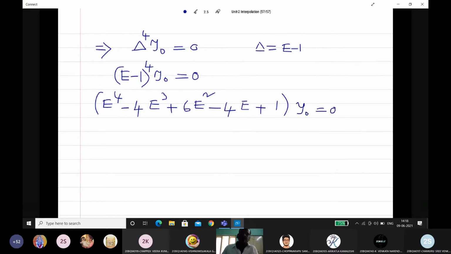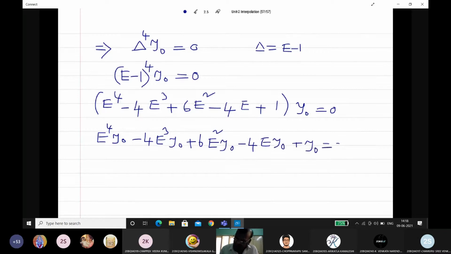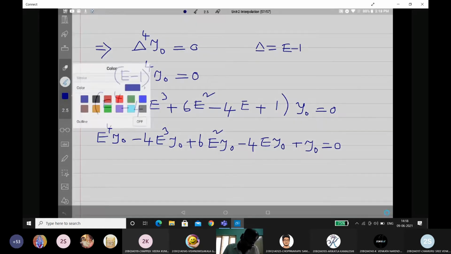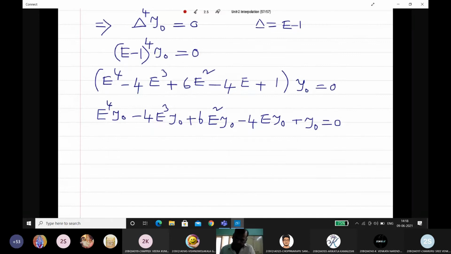is equal to 0. Now take y0 inside that function. That is equal to e power 4 y0 minus 4e cubed y0 plus 6e square y0 minus 4e y0 plus y0 is equal to 0. ఇక్కడ ఈ ఫార్ములాస్ మీరు గుర్తు పెట్టుకోవాలి, ఇది చాలా సందర్భాల్లో చెప్పాను మీకు. ఈ ఫార్ములా e power n y0 is equal to yn.